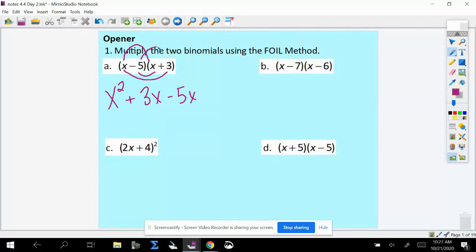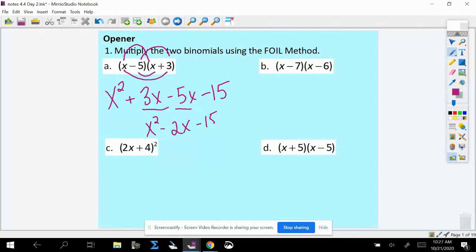And then the L in FOIL stands for last, so the last term in each parentheses, in each binomial, so -5 times 3. And what you'll notice when you FOIL, especially if you FOIL very basic binomials, often your middle terms will combine. So we get 3x minus 5x is -2x minus 15. And the nice thing is a lot of times students will get really good at these and won't have to write a lot down.